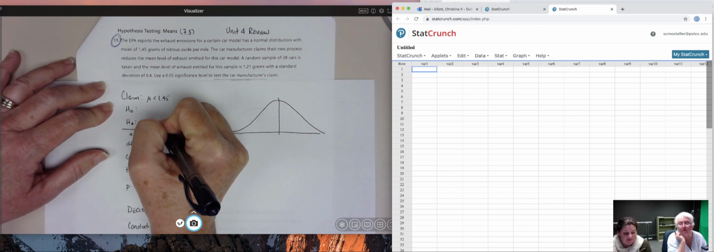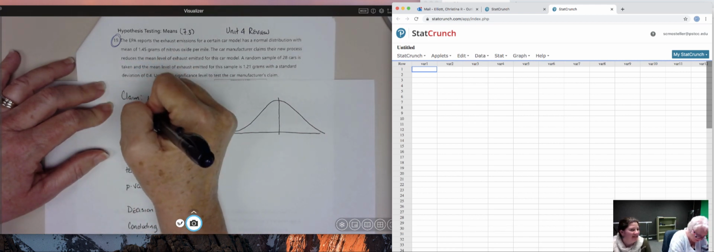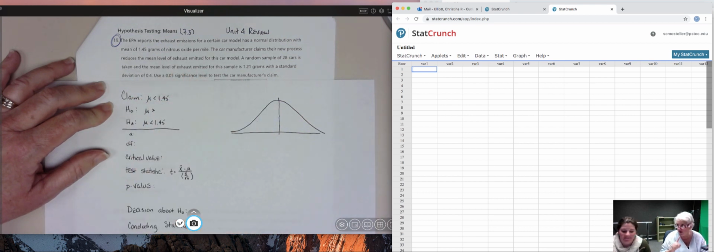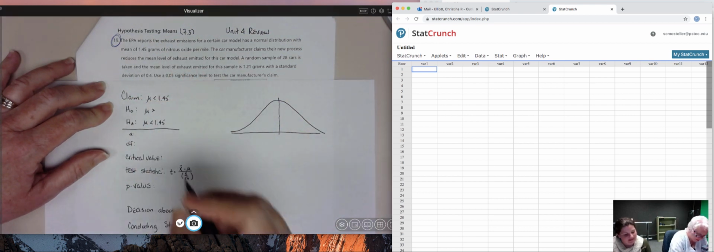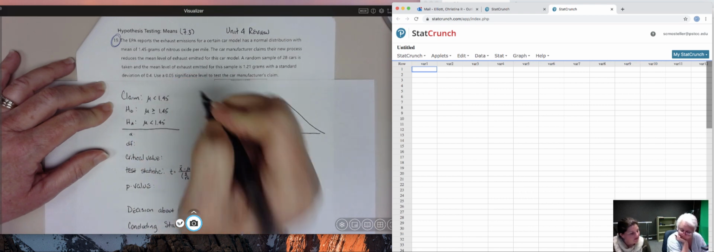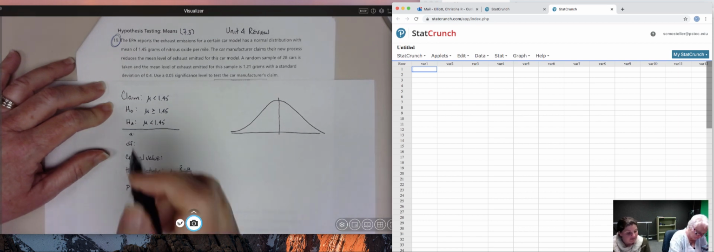So my null hypothesis is going to be the complement of that: mu is greater than, but not just greater than, greater than or equal to 1.45. And alpha is 0.05, so we can go ahead and write that down.